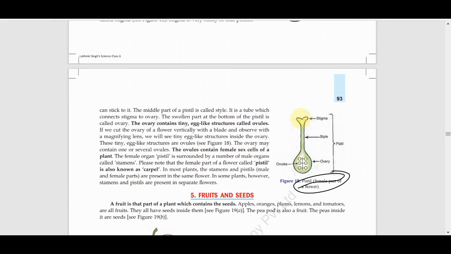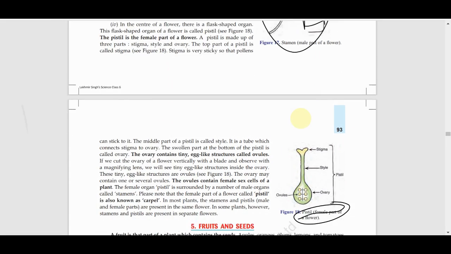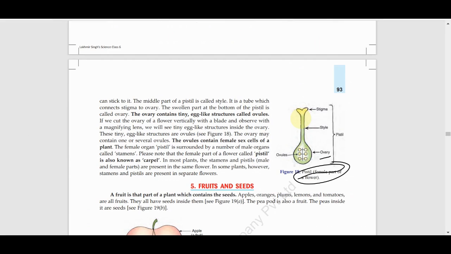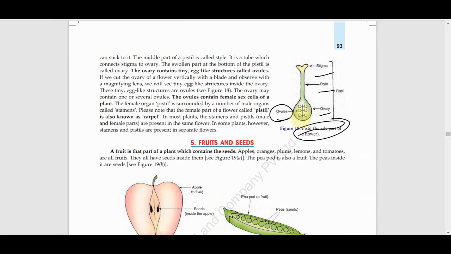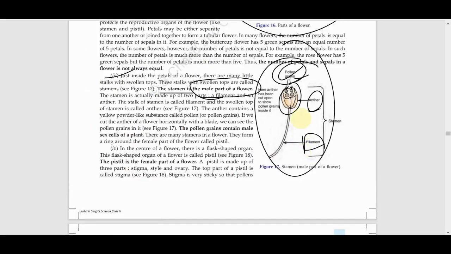Pistil is the female part of the plants. That also contains some parts known as the ovary, style, and the stigma, and it contains some ovules. So ovules have some structures or some cells that are known as the female part, and we know that these are the complete structures of the flowers.